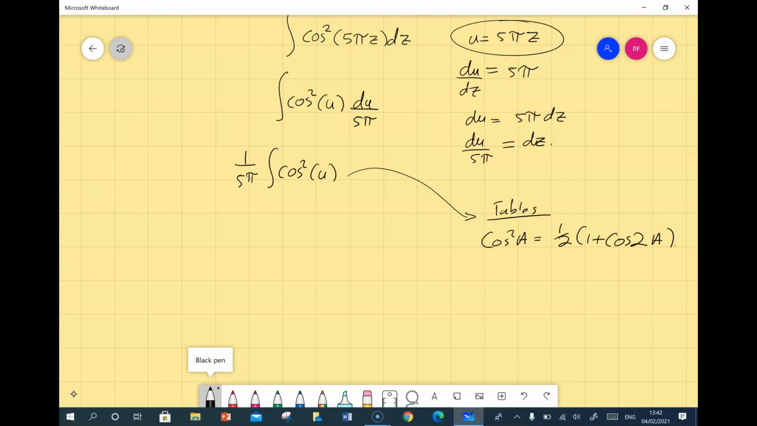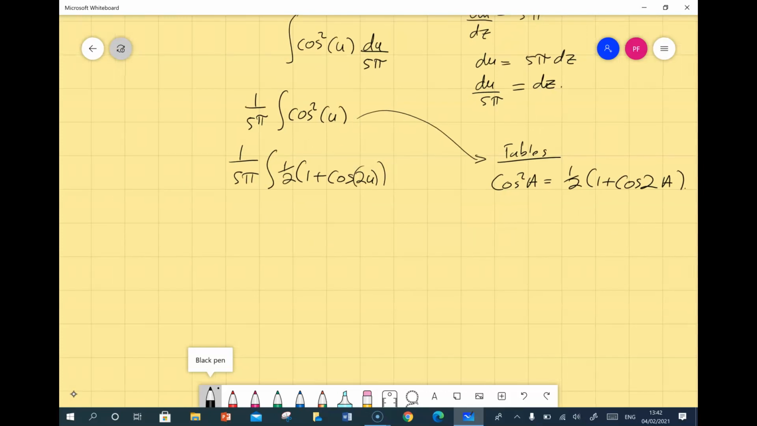So we can swap out cos squared u. So I've got 1 over 5 pi times the integral. So instead of writing cos squared u, I've got a half times 1 plus the cos of 2u. That's a much easier integral to do. So again, I have my half here, so I can bring my half out in front. So half multiplied by 1 over 5 pi, top by top, bottom by bottom, is 1 over 10 pi. So 1 over 10 pi times the integral of 1 plus cos of 2u.